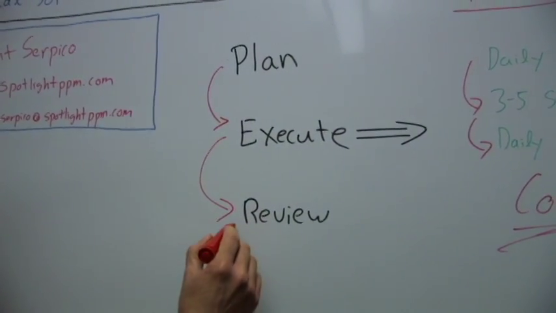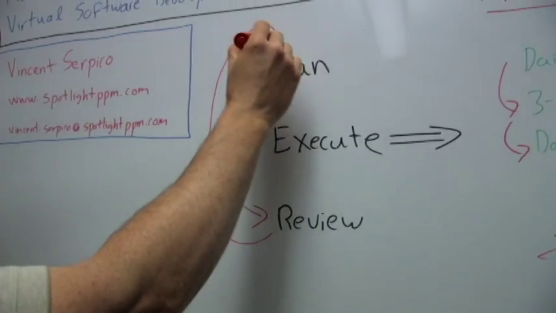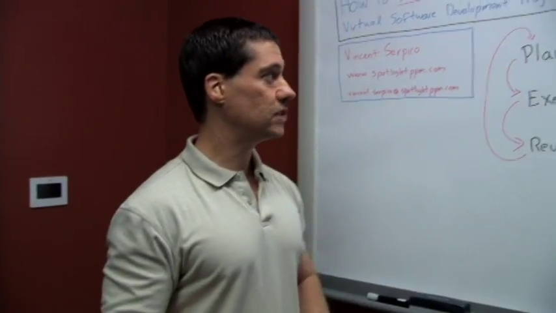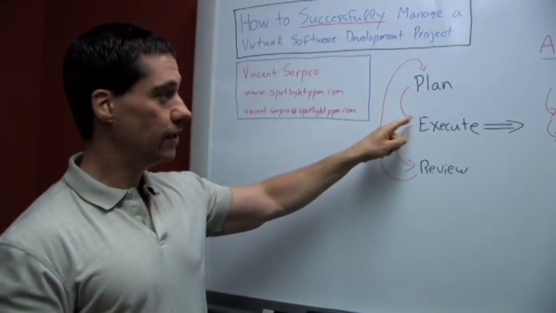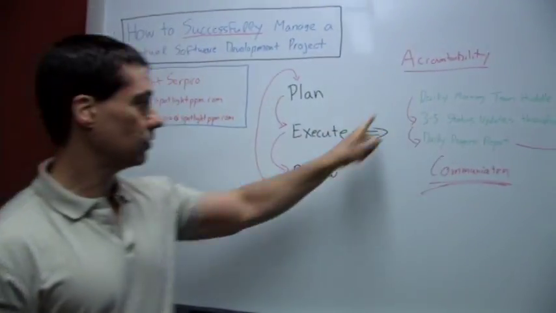So again, we have another cycle here where after review, we go back to planning again. What are we going to work on next based on what we just did? Planning goes back to execution. Execution comes back to this cycle again.